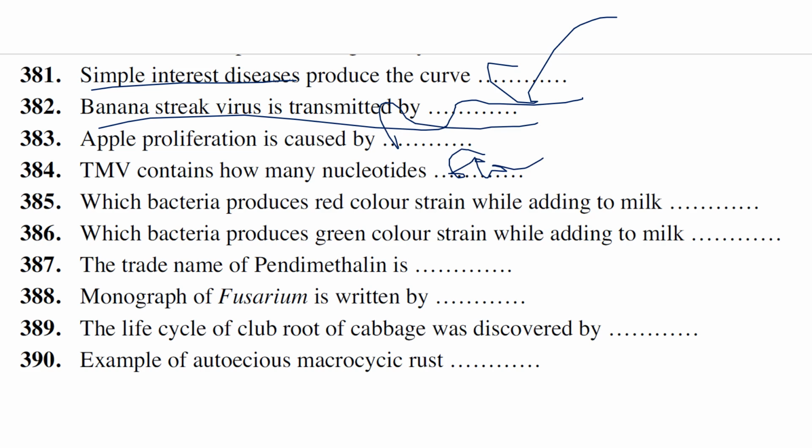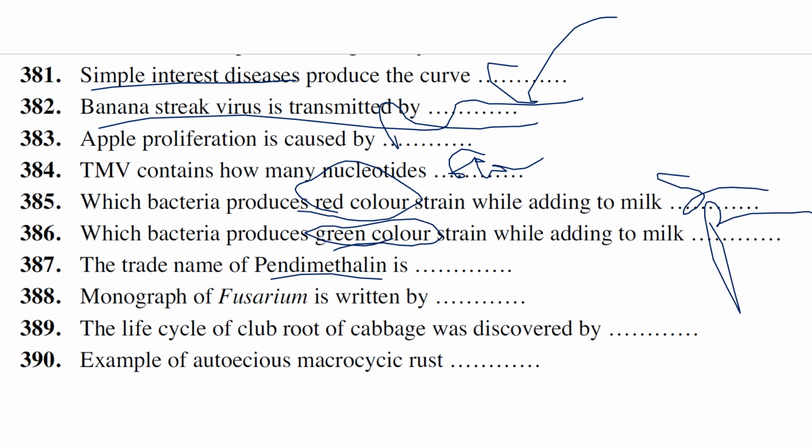Which bacteria produces a red color stain on milk? There is a bacteria called Serratia marcescens. It is a human pathogen as well. So if a red color pigment can be observed on the milk, that is an infection of Serratia marcescens. If a green color pigment is observed on the milk, it is an infection of Pseudomonas aeruginosa. Trade name of pendimethalin: Stomp.